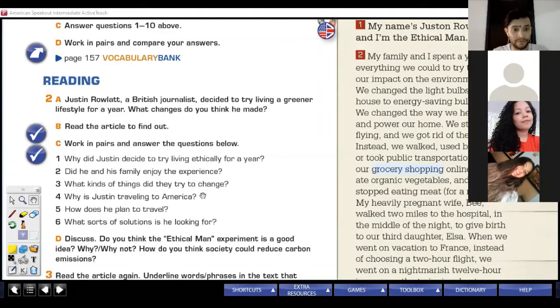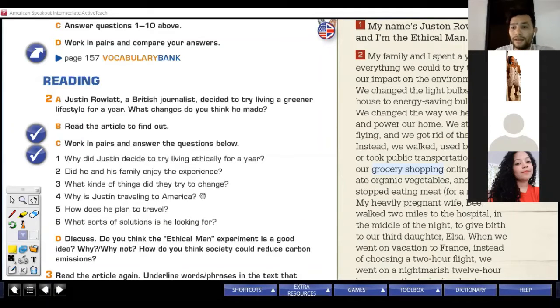Number 4. Why is Justin traveling to America? Go ahead, Miss Fiamma. In the text, it says that he traveled to America to find solutions to help the environment. Excellent. He said that he traveled to America to search for solutions for the environmental damage.